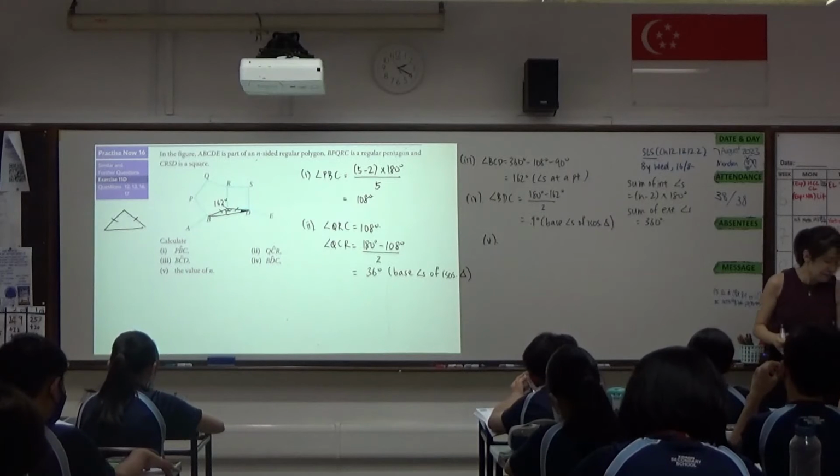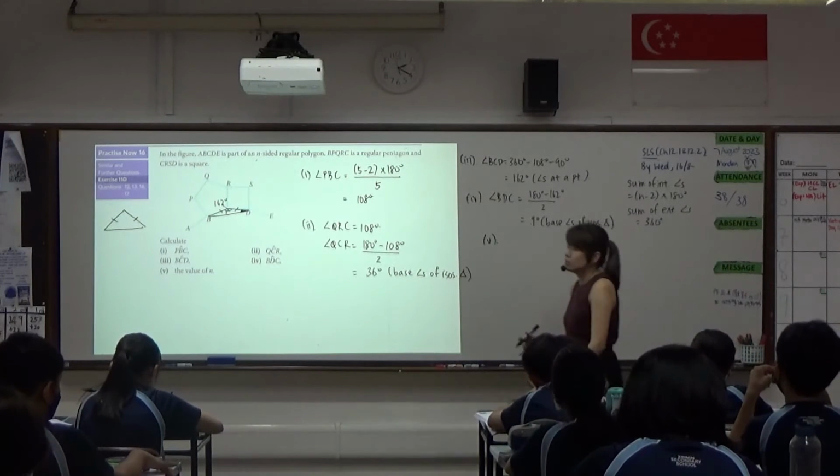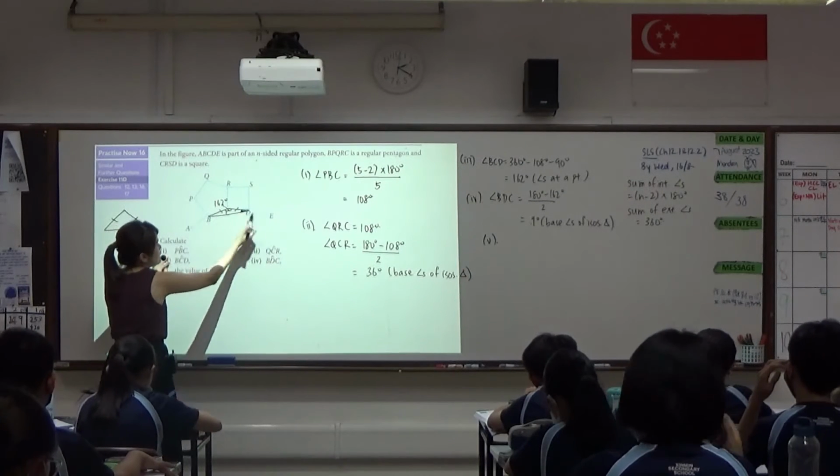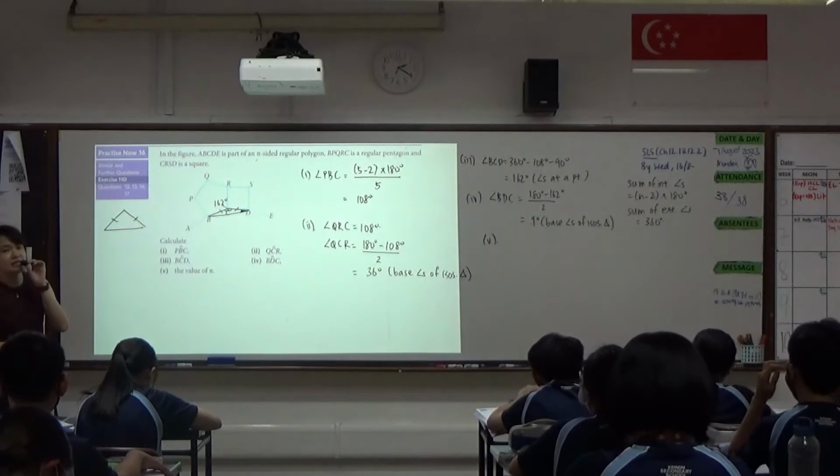Okay, so part 5, to find the value of n, which is the number of sides of this polygon. How do we go about finding it?